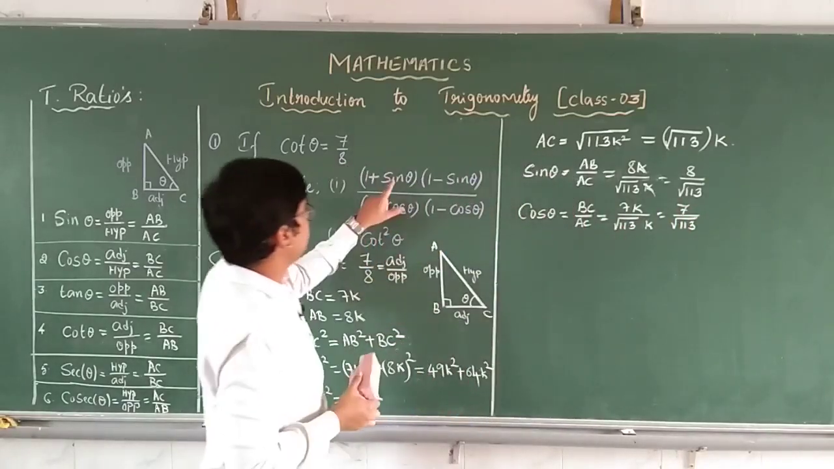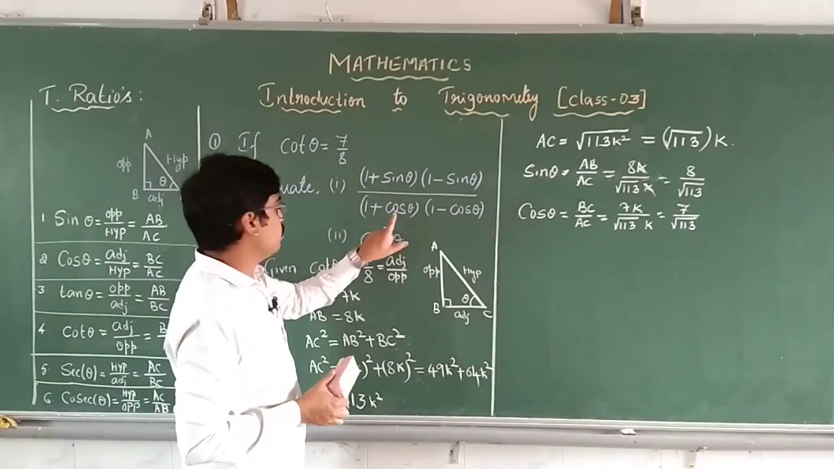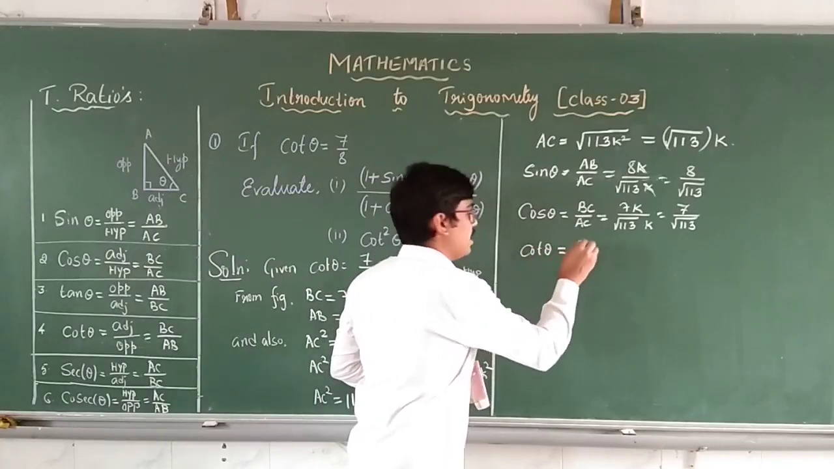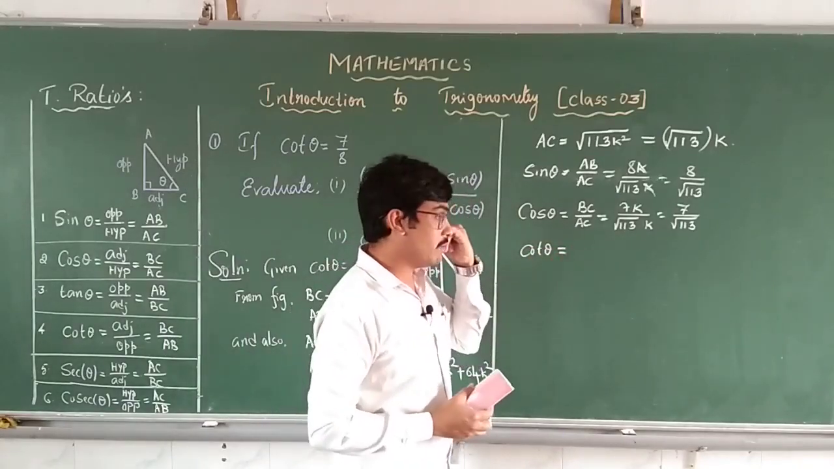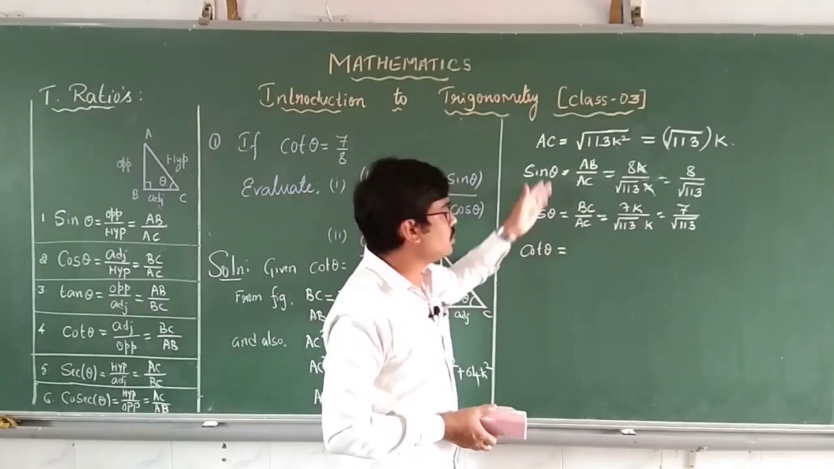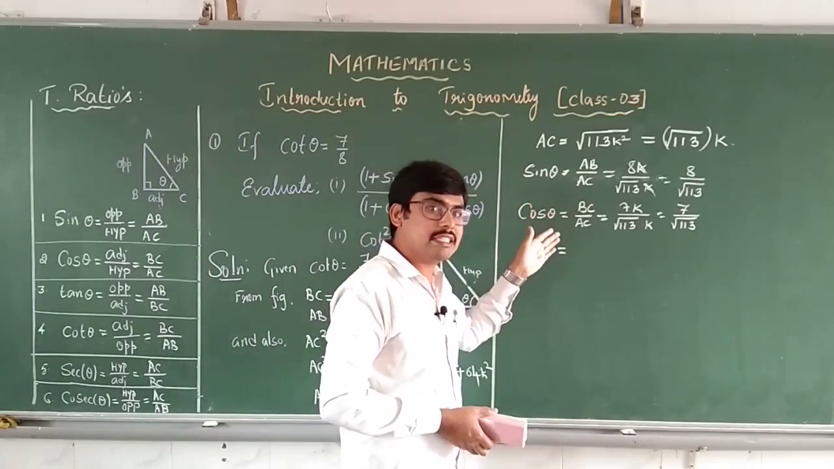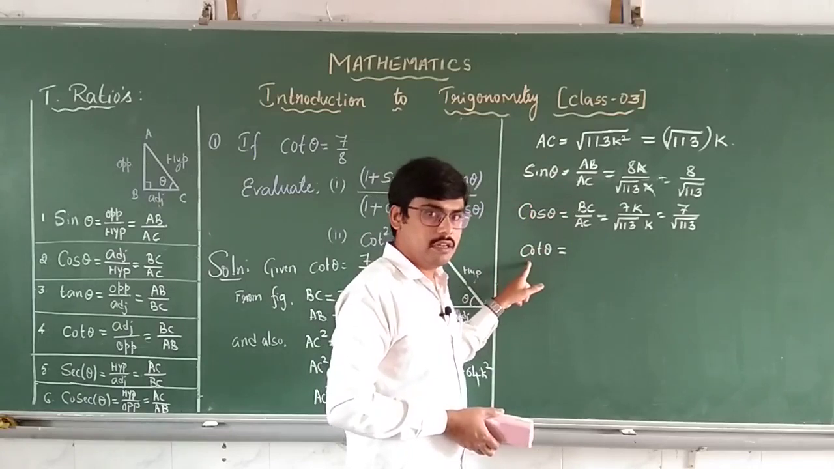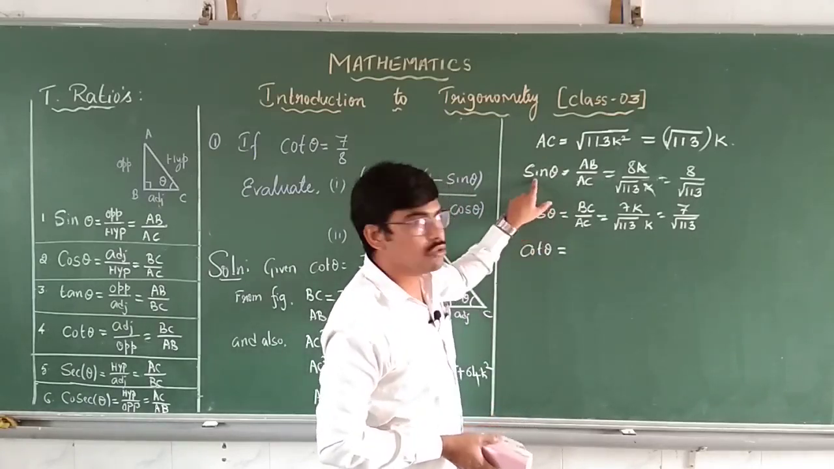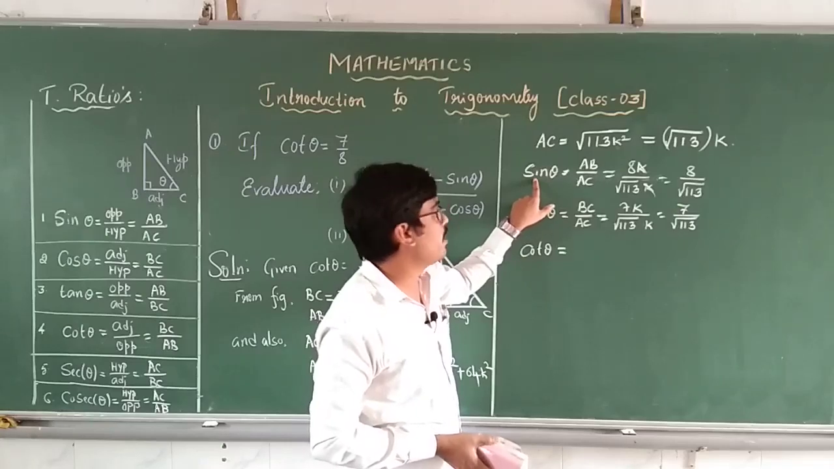Next, here I need sin and cos. Next I need to find cot. We can find cot theta by using the quotient relation, because we know that cot theta is the ratio of cos to sin. That is nothing but cos theta by sin theta, we called as cot theta.